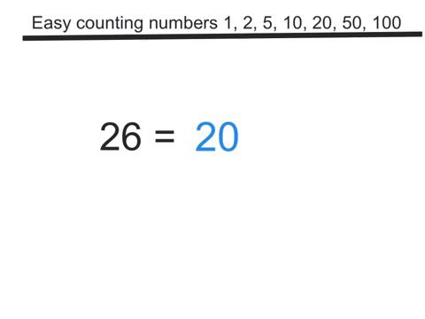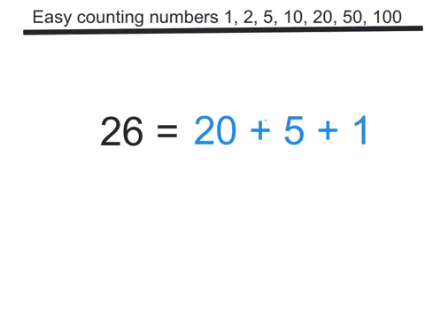The first number is 20, because in the tens place, 20 is the number that will allow us to build 26, because we have two tens. Now that we dealt with the tens, we go to the ones, and 6 is broken down as 5 plus 1. So 26 is the same thing as 20 plus 5 plus 1, and all of these numbers are easy counting numbers.